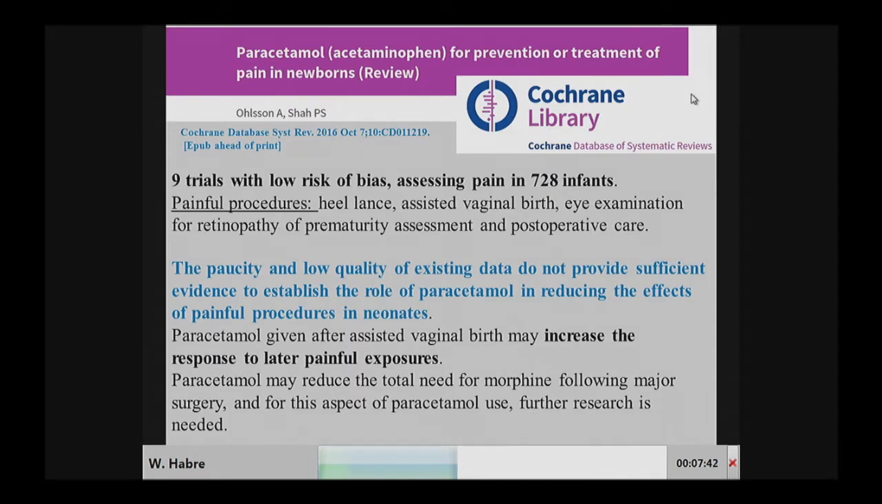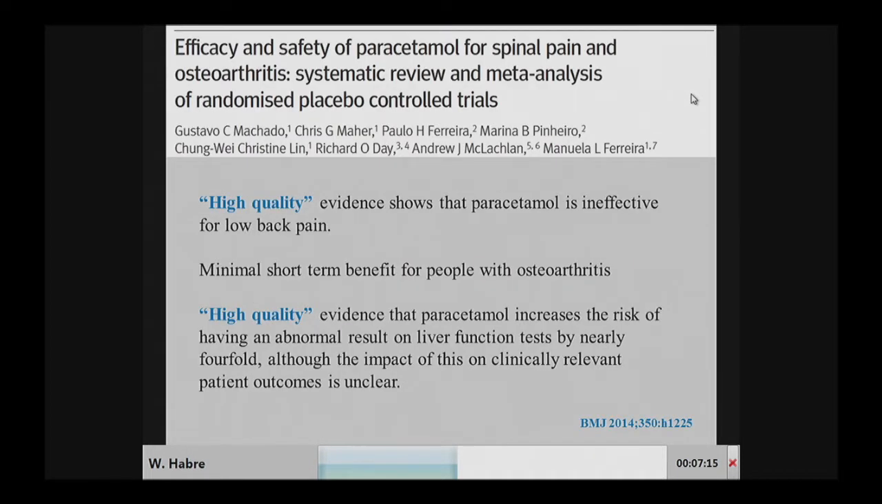So, is it useful in children? This meta-analysis in 2016 looked at paracetamol given for pain procedures in infants, heel lance, pain after vaginal birth, eye examination for prematurity, or postoperative care, and they saw that the paucity and low quality of existing data do not provide sufficient evidence to establish the role of paracetamol in reducing the effects of pain procedures in neonates.